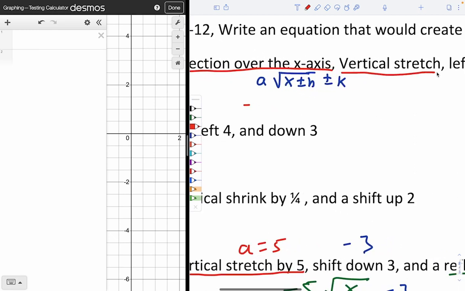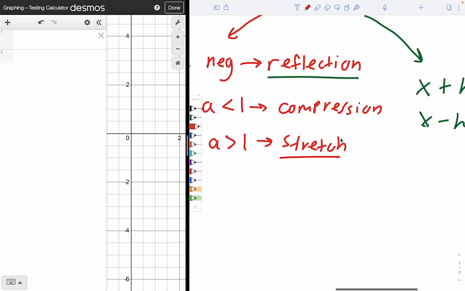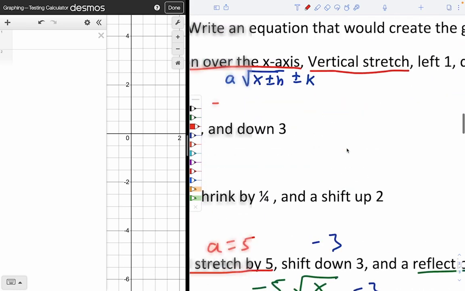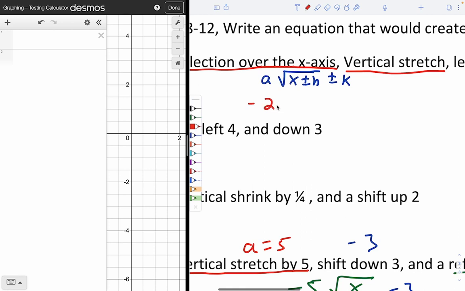Then a vertical stretch. What part of the equation makes it stretch? What about the a? They don't give us a number. So what a value would make it stretch? Bigger than 1. So for a stretch, a needs to be bigger than 1. What's a number bigger than 1? 2, or 1,157. So a stretch would make an a value of like 2 or 3 or 12, right?